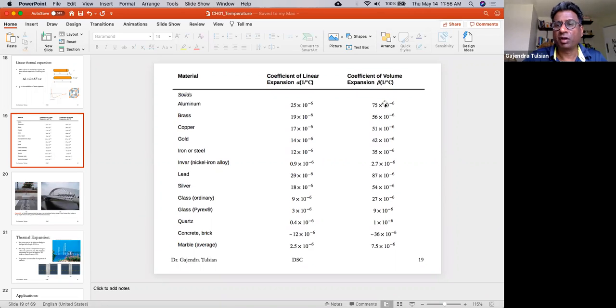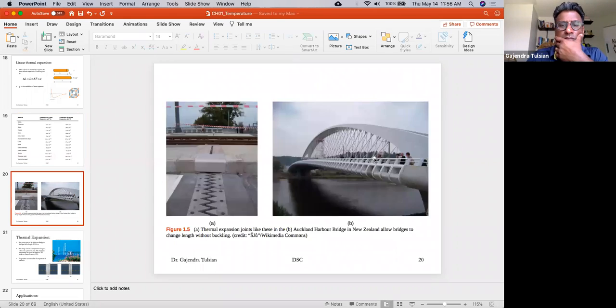This is the coefficient of volume expansion. We'll come to that in a second. You can see that for most materials, the volume expansion coefficient is 3 times the linear expansion coefficient. So those are thermal expansion gaps that you have to leave for structures to be able to expand. You see those cuts on sidewalks as well, and those are thermal expansion gaps too.